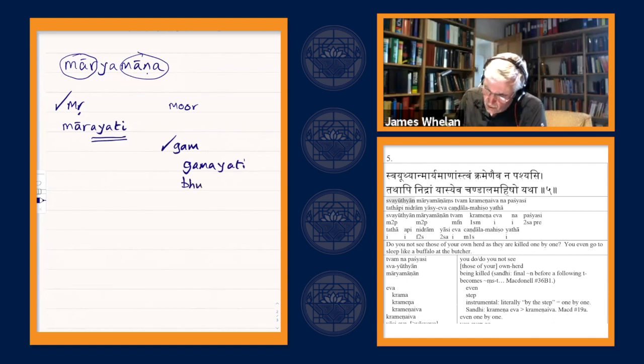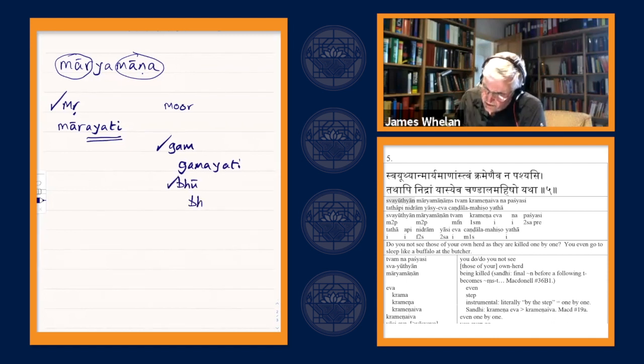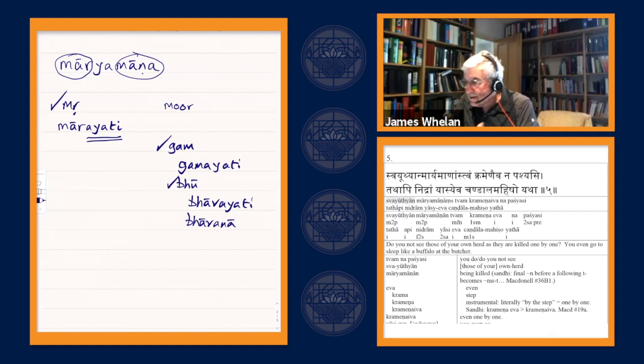The root bhu, to be, this one does lengthen the a: bhavayati, to cause to be. Here's a word you know, bhavana, the noun like in vipassana bhavana. So bhavana, bringing into being or developing. It's your cultivation. Your bhavana is your practice. In Buddhist terminology, your bhavana is the practice, the thing you work on, the thing you work to develop.